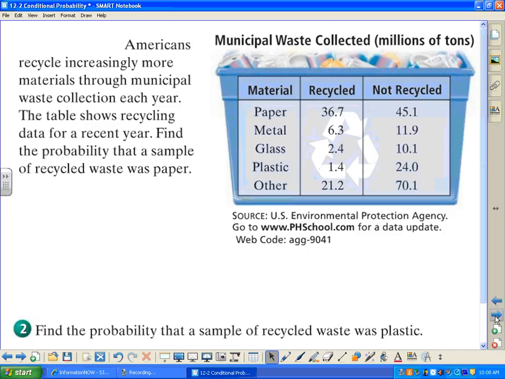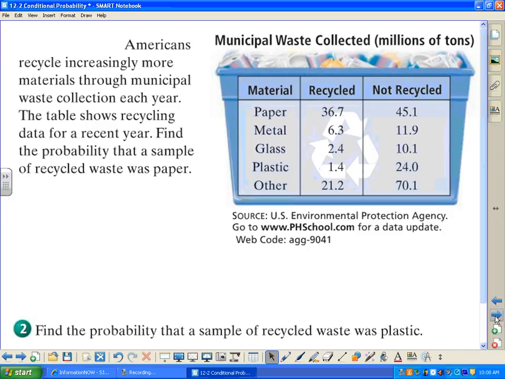Okay, it says Americans recycle increasingly more materials through municipal waste collection each year. The table shows recycling data for a recent year. Find the probability that a sample of recycled waste was paper. And here we've got all this stuff. We've got the recycled column, the not recycled column. And paper, 36.7 million tons were recycled, 45.1 million tons were not. 6.3 million tons of metal recycled, 11.9 million tons not, so on and so forth. They want us to find the probability that a sample of recycled waste was paper.